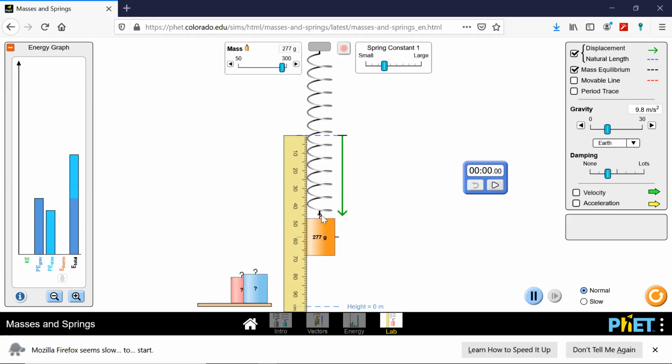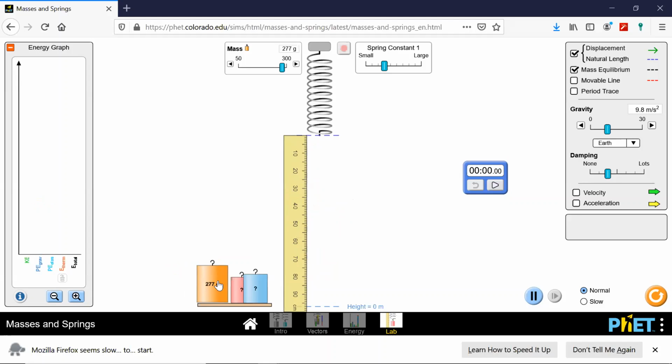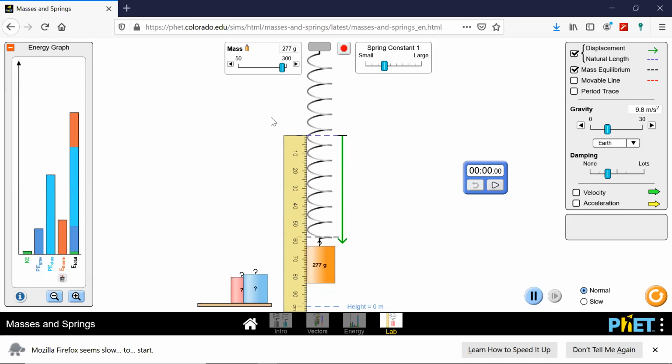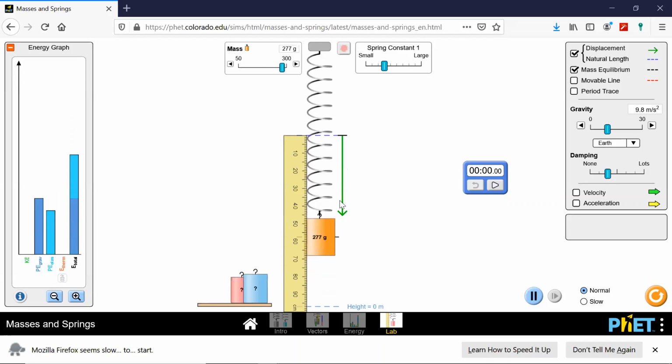Okay, so where the hook is. And the reason is, you see, if I remove the mass, this is where the spring was, at the very tip. That's where the blue dashed line is. If I touch the mass to it, it goes down, and then I stop the motion. You see, this is the new position of the hook. And we have to measure the distance between these two positions. So it's about 47, 46, 48.